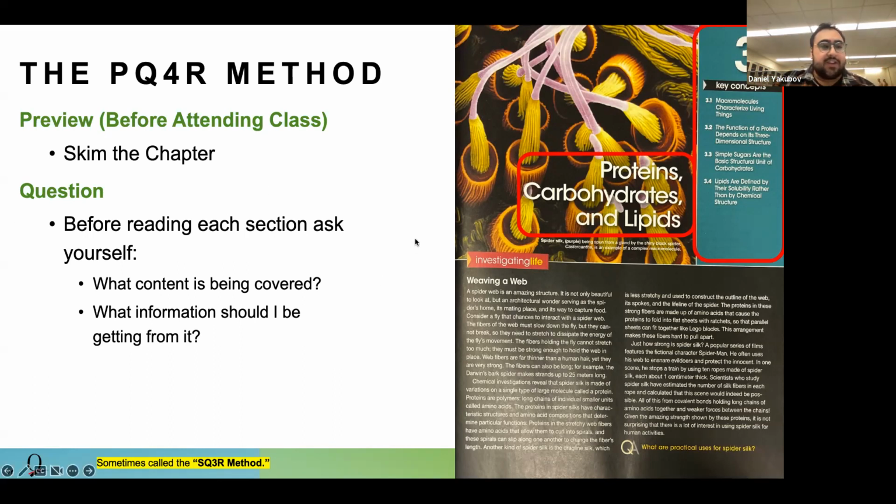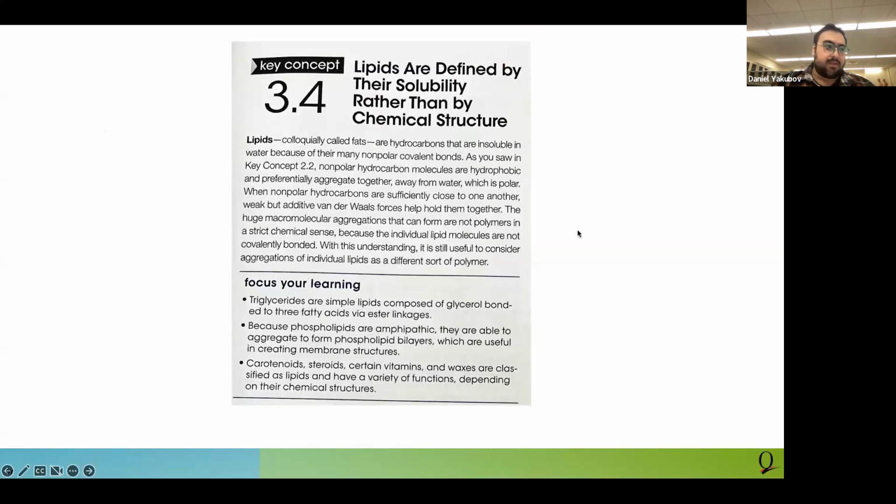All right, so here's an example. Okay, so if you were just skimming through the textbook, all right, and you came across this section, so this is from chapter 3, the chapter I had mentioned prior. Here it says key concept, right? So section 3.4, key concept: lipids. So lipids are defined by their solubility and chemical structure.